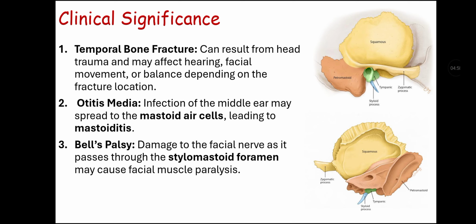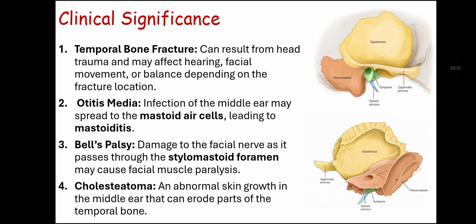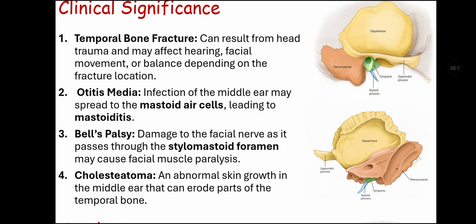Third significance is Bell's palsy, as damage to the facial nerve as it passes through the stylomastoid foramen may cause facial muscle paralysis. Fourth is cholesteatoma, that is abnormal skin growth in the middle ear that can erode parts of temporal bone.